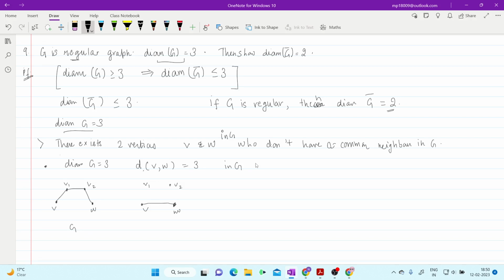This is the shortest path between V and W, and we see that there cannot be an edge between V and V2 in G, because if there is an edge between V and V2 in G, then we'll have a shorter path. So since V and V2 cannot be an edge in G, they will be an edge in G bar, and similarly V1W will be an edge in G bar.